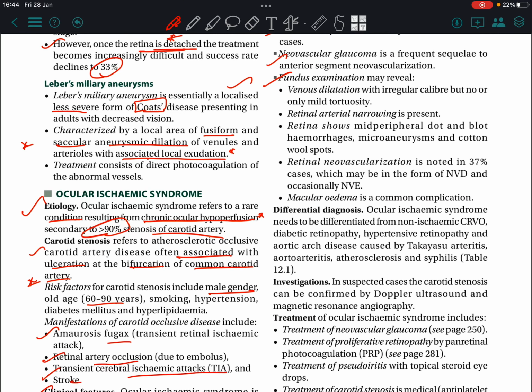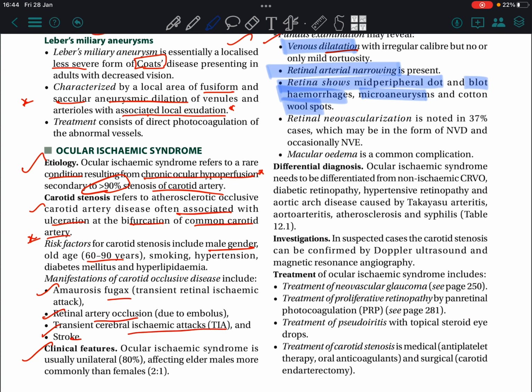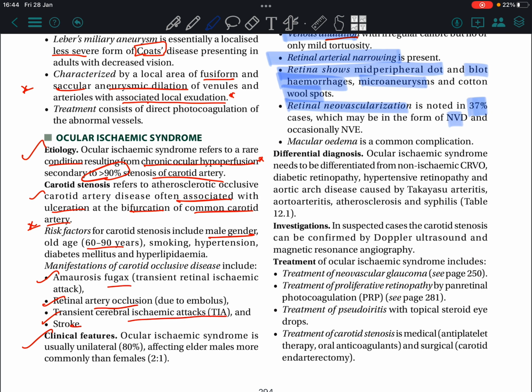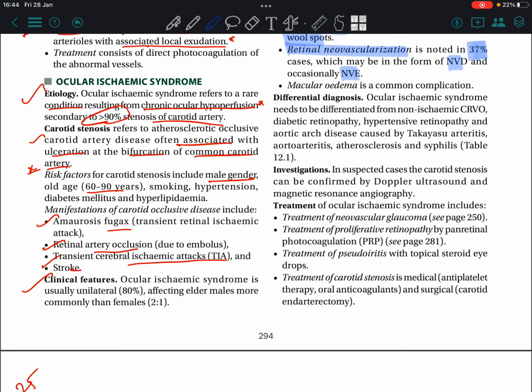Fundus examination may reveal venous dilation, retinal artery narrowing. Veins are dilated. Retinal artery narrowing. Retina shows mid-peripheral dot and blot hemorrhages, microaneurysms, cotton wool spots, etc. Retinal neovascularization is noted in 37% of cases, which may be in the form of NVD, occasionally NVE, macular edema. Differential diagnosis.